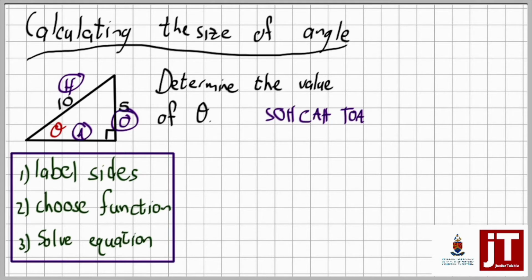Which sides have an opposite and hypotenuse? Which trig function has an opposite and a hypotenuse? Well, sine, of course. So I'm going to write this out. Sine of theta equal to 5/10, because that's the opposite over the hypotenuse.